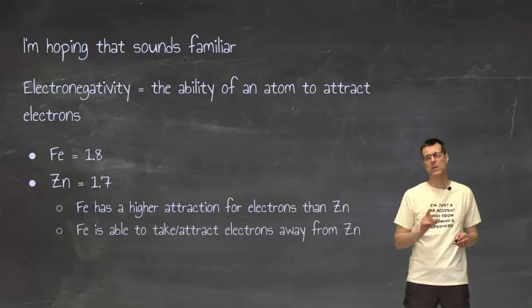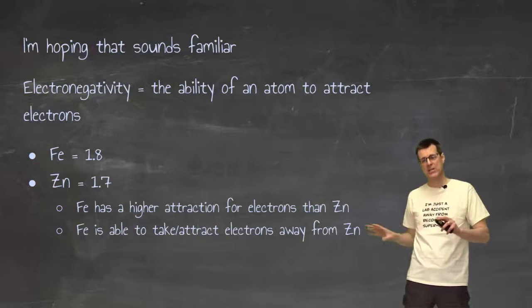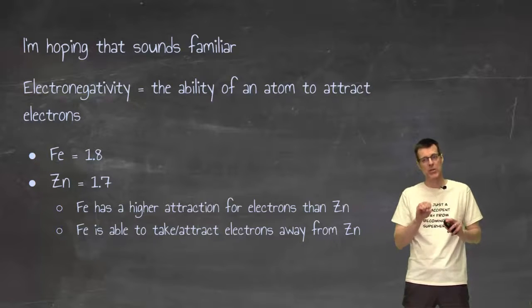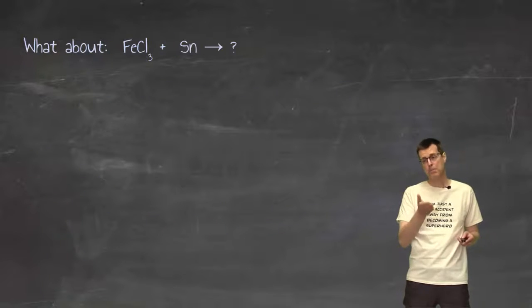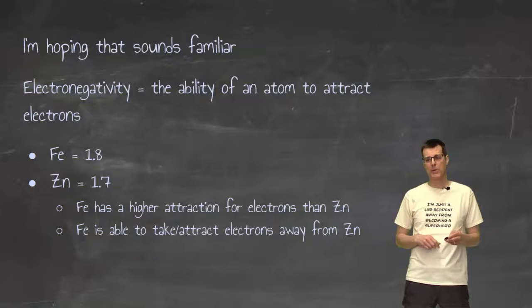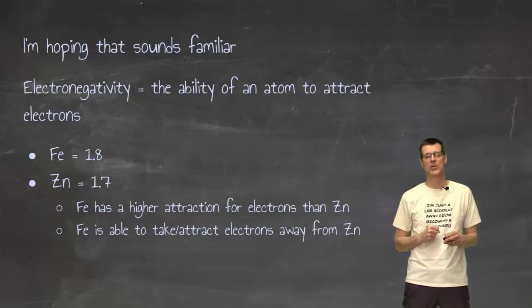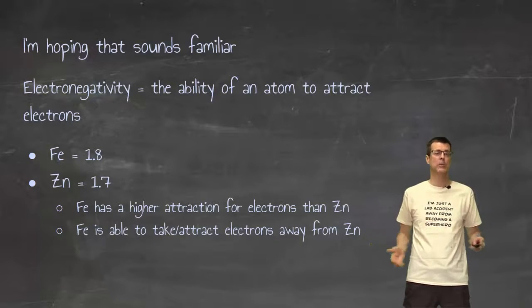So if I take a look at the reaction, if I can say that in that reaction iron is attracting electrons away from zinc, then I have my explanation. So if I go back to that reaction, let me go back to it. In that reaction, iron attracted electrons away from zinc, just like electronegativity tells us it should be able to do.